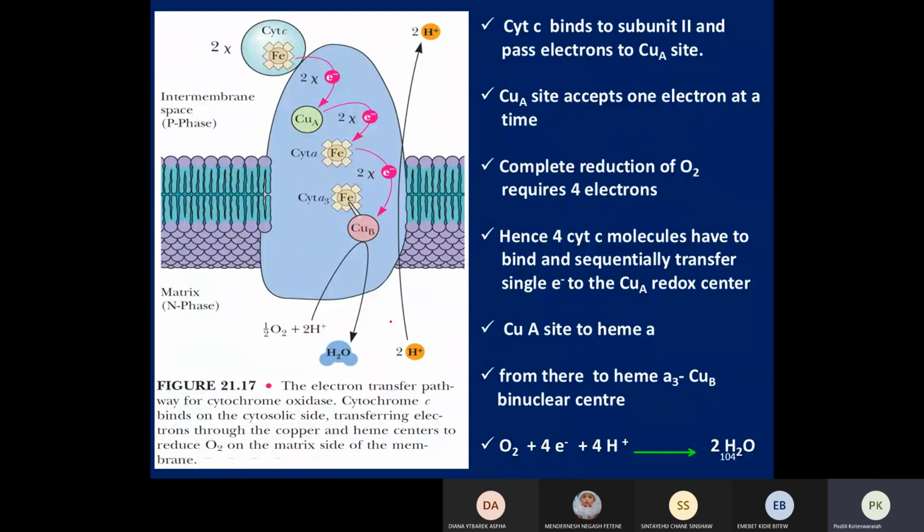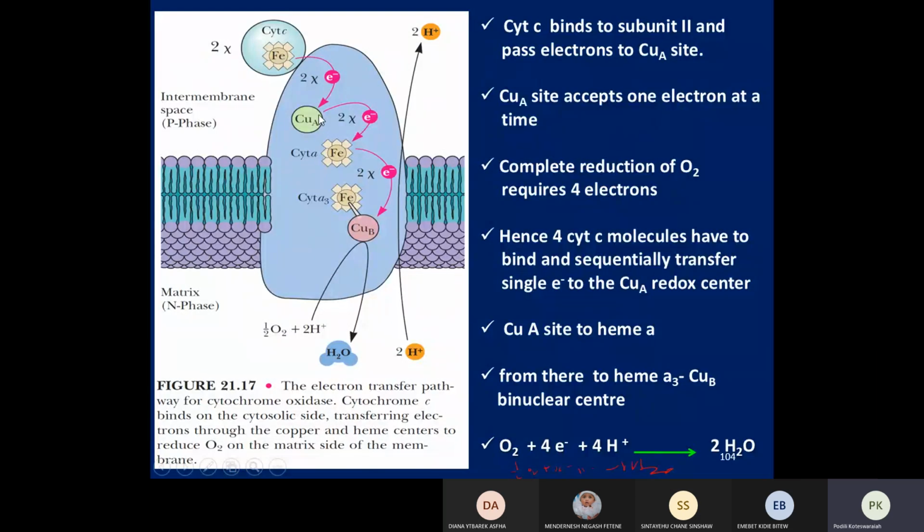That means 1 NADH can only release 2 electrons, and those 2 electrons can only reduce half an O2: 1/2 O2 plus 2 electrons plus 2 H+ becomes H2O. But complete reduction of 1 O2 requires 4 electrons. So now, cytochrome c initially passes electrons to the copper A site.